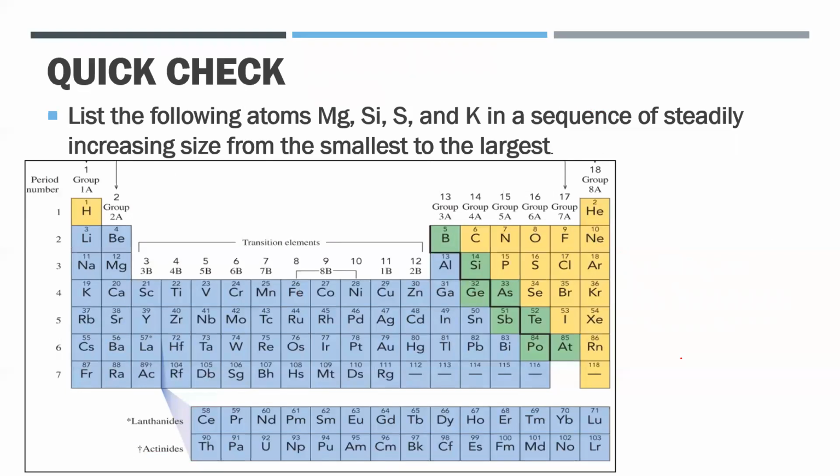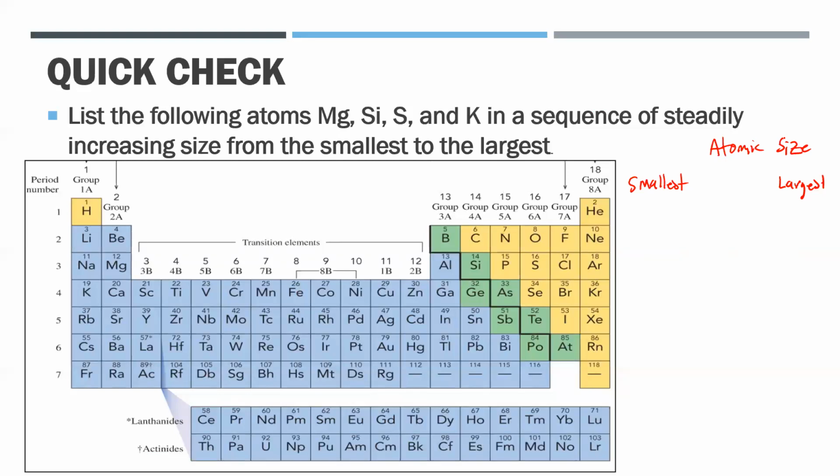So here's a quick check. List the following atoms: magnesium, silicon, sulfur, and potassium in a sequence of steadily increasing size from smallest, so we want the smallest, to the largest atom. So again, this is for the periodic trend of atomic size, and this is what we want. So how do we do that?